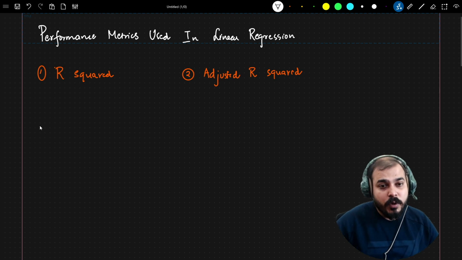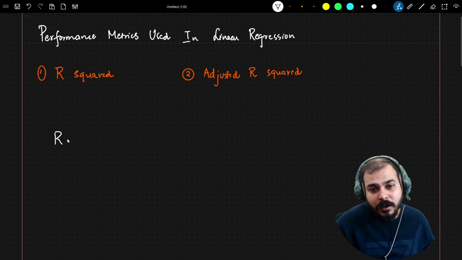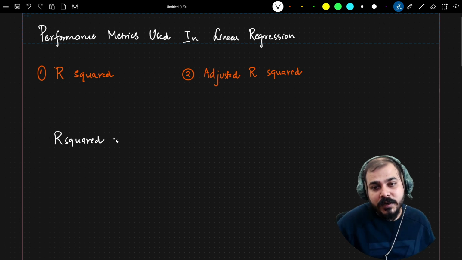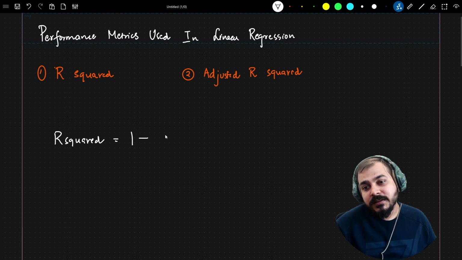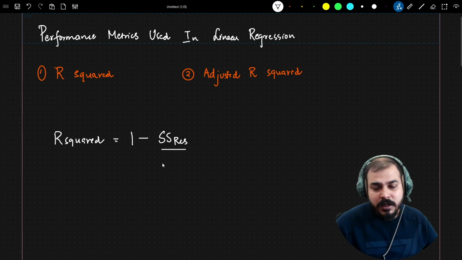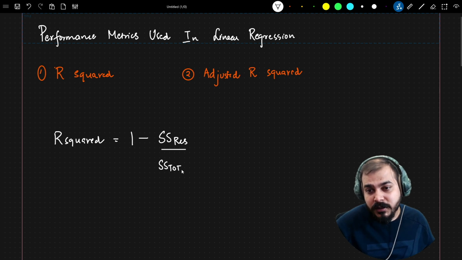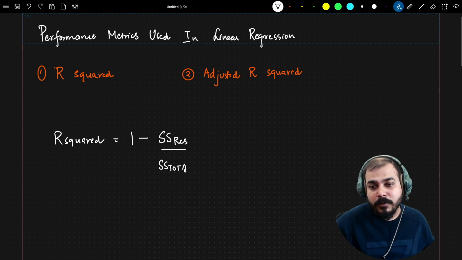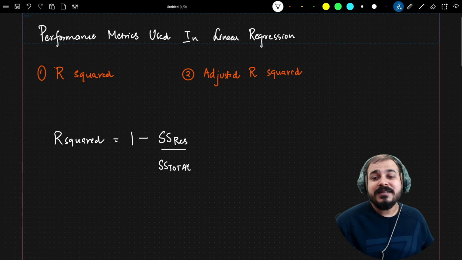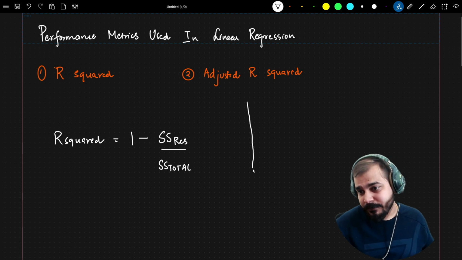First of all, let's understand R squared. R squared is given by a formula which looks something like this: R squared is equal to 1 minus sum of squared residual, and I'll talk about what this residual is, divided by sum of squared total. So a simple definition is that R squared is nothing but 1 minus SS residual, that is sum of squared residual, divided by sum of squared total. Now let's understand what this sum of squared residual is.